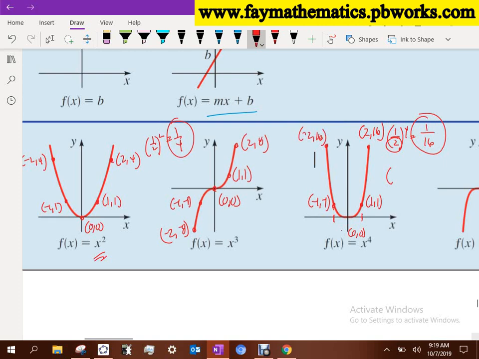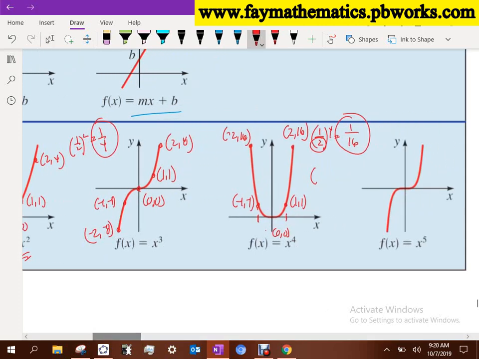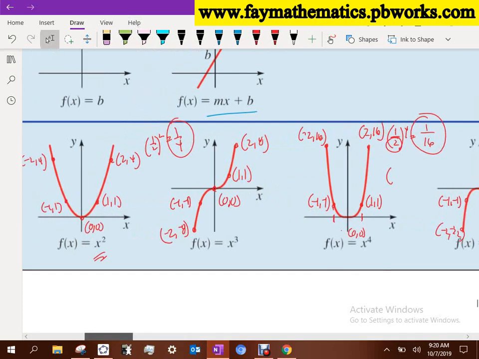Okay. I'll show you x to the fifth here. (0, 0), (1, 1) again. And now a point that I probably don't want to graph, but (2, 32). (-1, -1). (-2, -32). But the idea here, think about looking at just the x squared. That point, that point, that point. Are those on x to the fourth as well? Does that make sense? Okay.